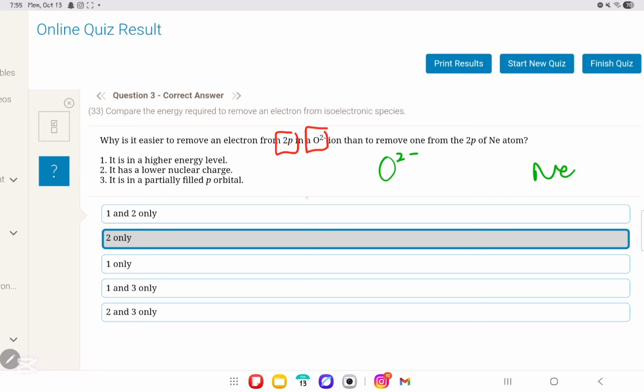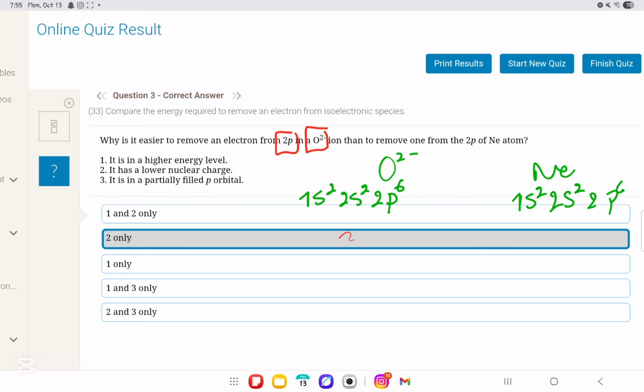We'll write their configuration. Of course, they're going to be the same configuration. So 1s2, 2s2, 2p6, and then 1s2, 2s2, 2p6. Same exact thing. After we do electron configuration, what do we check? We check that they are in the same period.